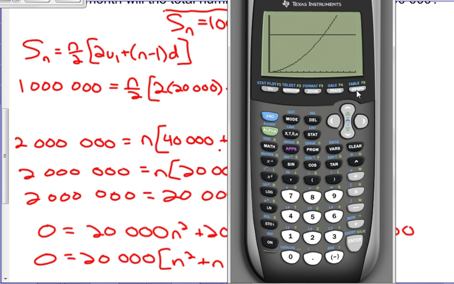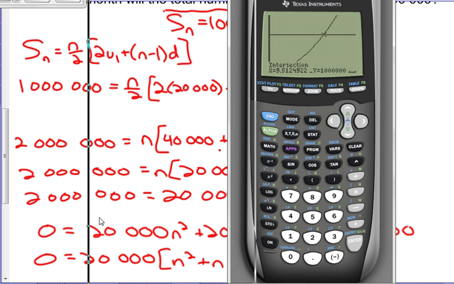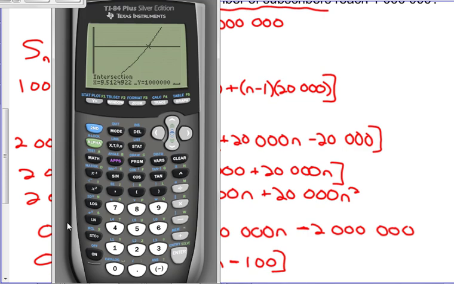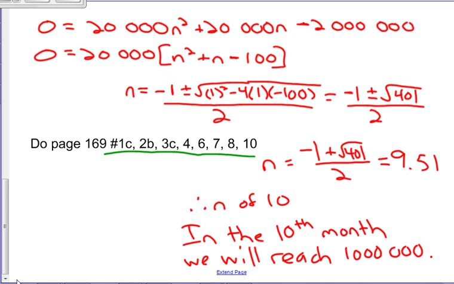And look at this. My point of intersection is going to be the solution. 9.51, the same way we did over here. A little less fussy, but the same answer. N is 9.51-ish. In the 10th month, it'll reach a million. You'll also get a negative answer, but that makes no sense in the context of this question. So there you have it.